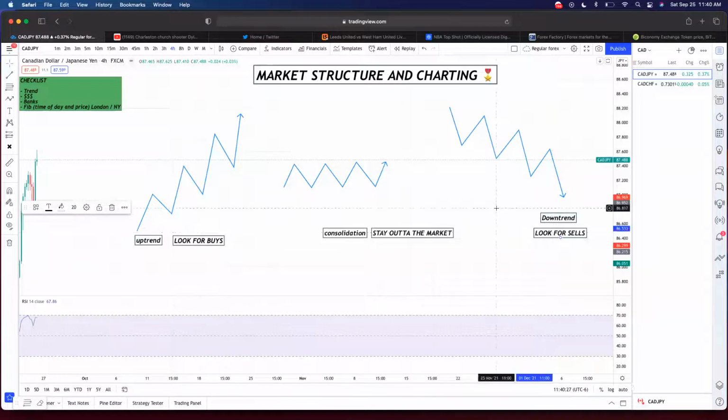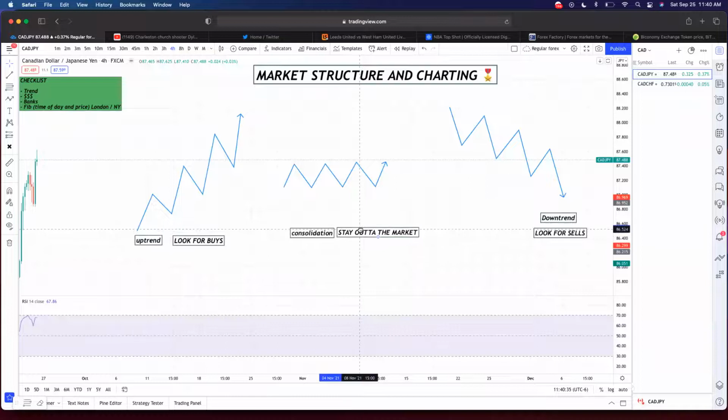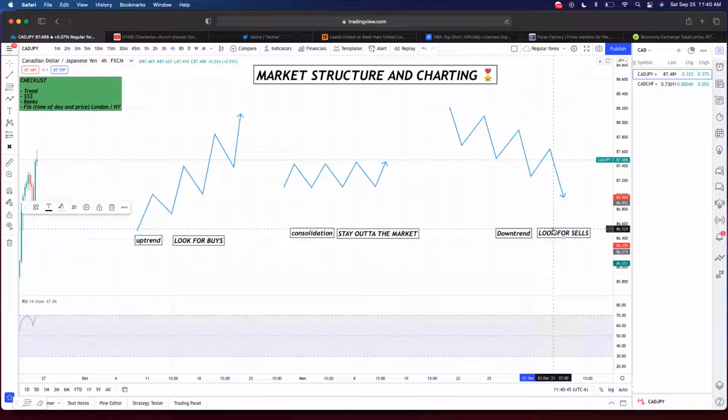All right. So in an uptrend, you're looking for buys. In a consolidation, there's really no point trading because the market is not even moving, right? And this happens at the wrong times of the day. And we're going to dive into that a little once I start talking about actual charting. Okay.